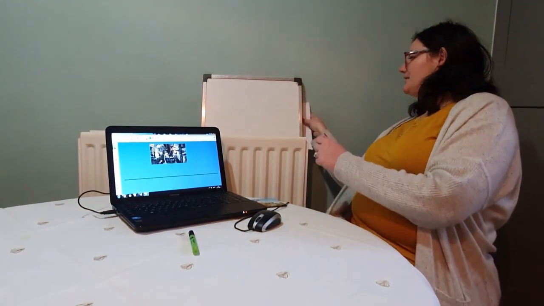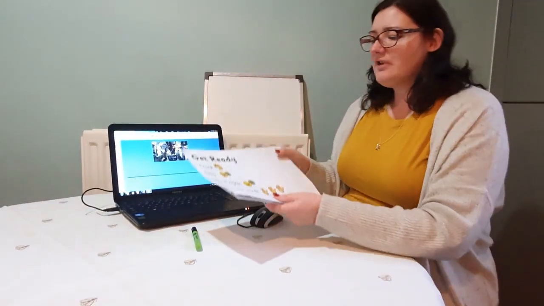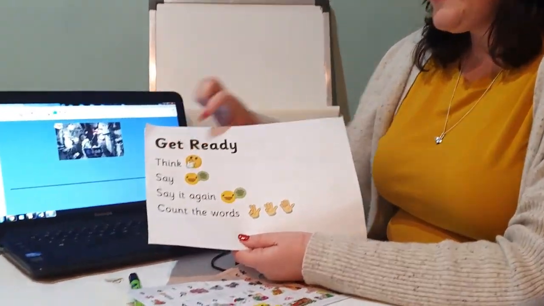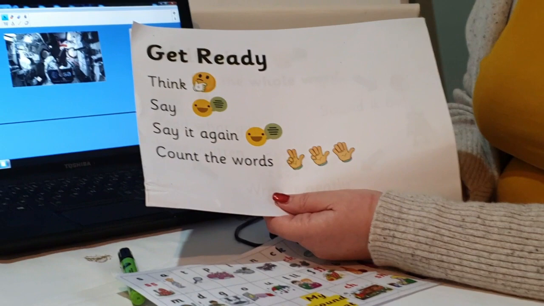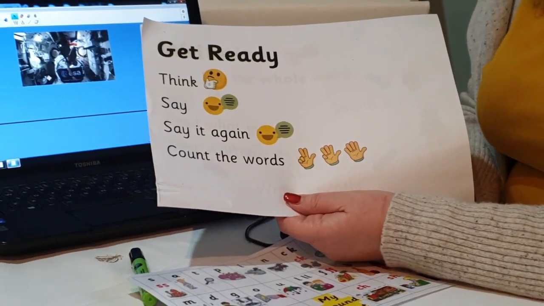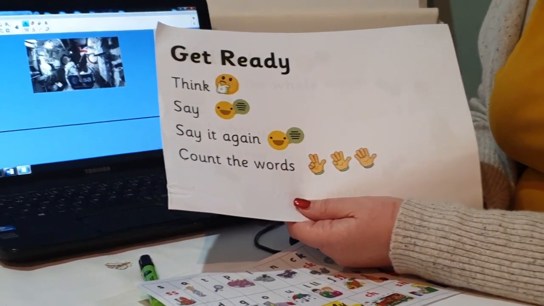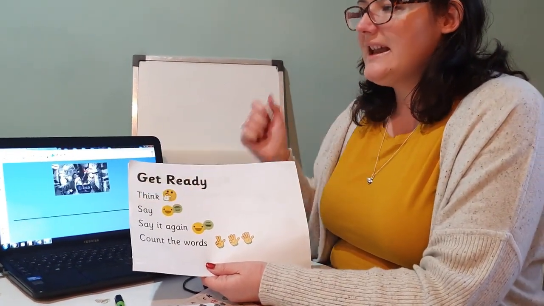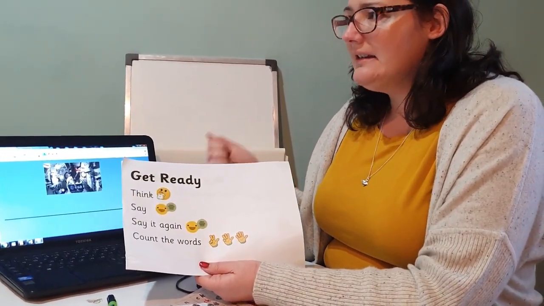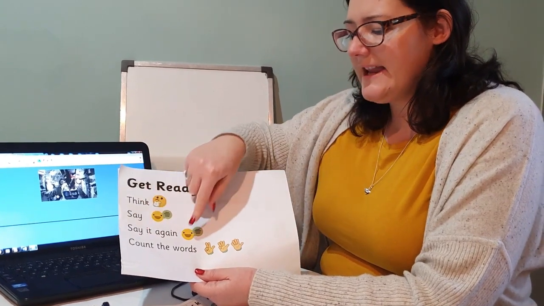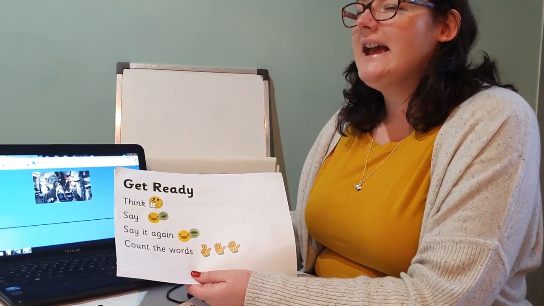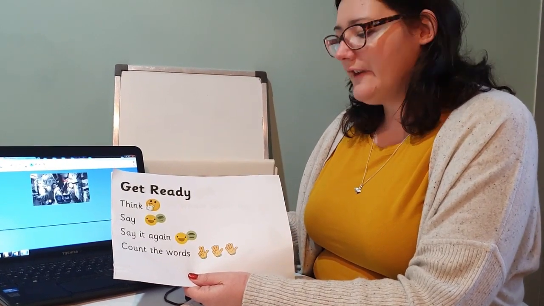Now, I've got something to help me write my sentence. So, get ready. Think about your sentence. So, I want to write about Tim Peake being able to float. So, he can float. I'm going to say it again, just to make sure that I remember that sentence and it stays in my head. He can float.